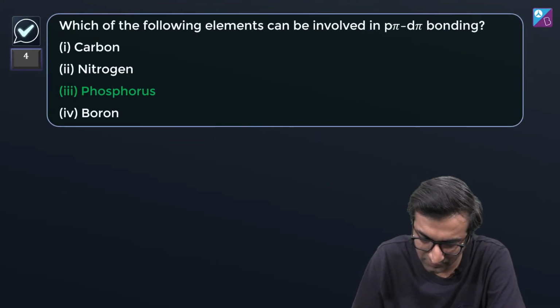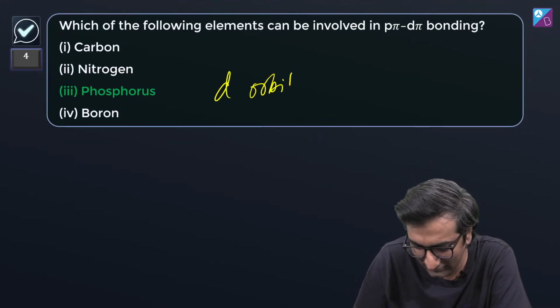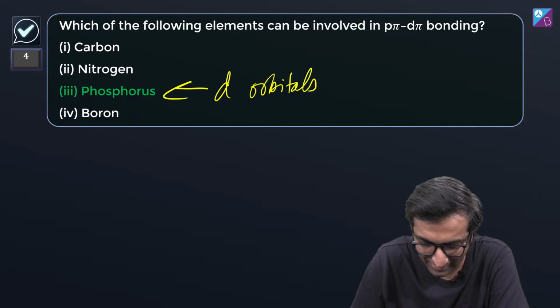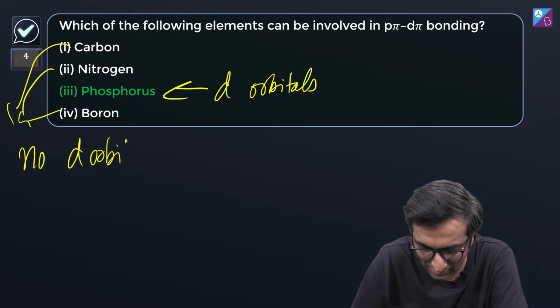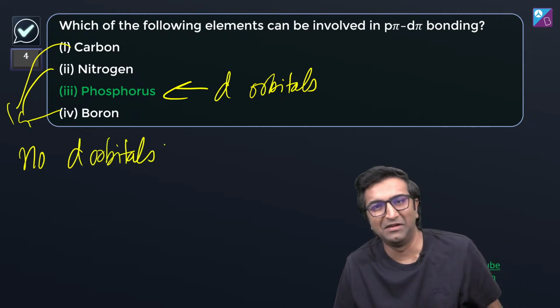Why is phosphorus the highest? Because it has d orbitals. Why? The rest of these guys don't have d orbitals. They have no d orbitals. So where will your p-pi, d-pi bonding happen?